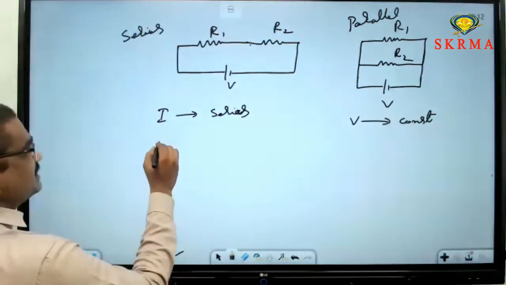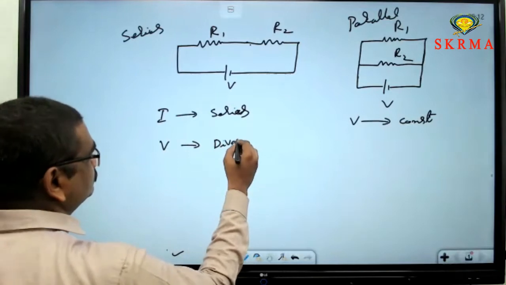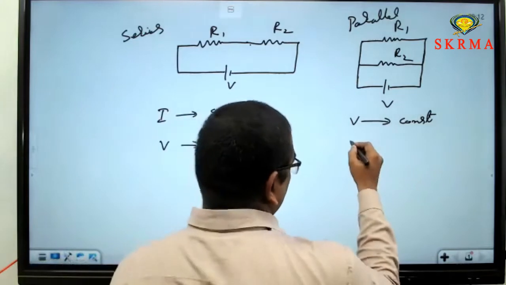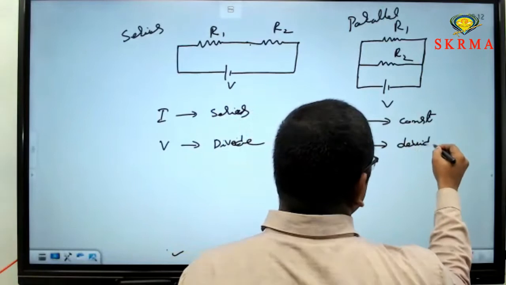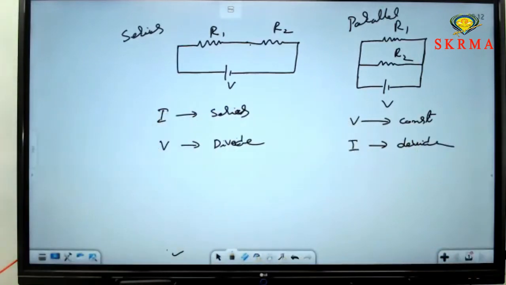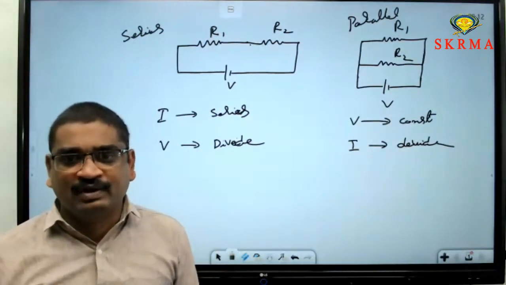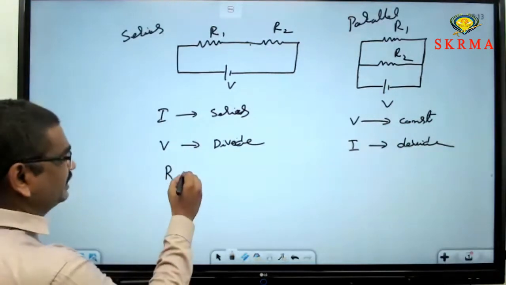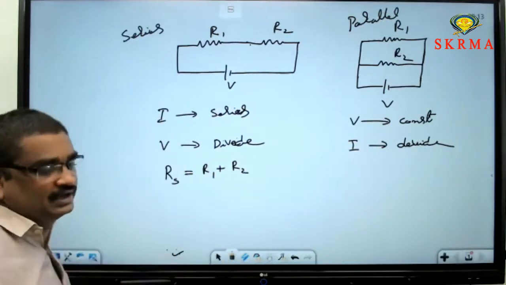Next, in series combination, voltage is going to divide. In parallel combination, current is going to divide. Now, what is the equivalent resistance in series combination? In series combination, the equivalent resistance is the sum of the individual resistances, R1 plus R2 and so on.